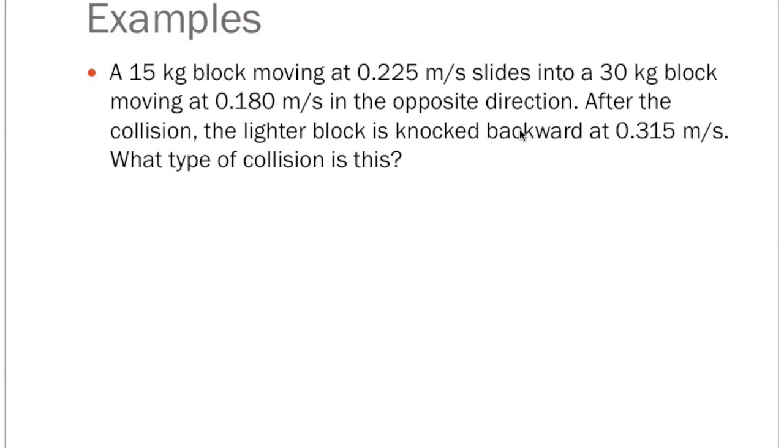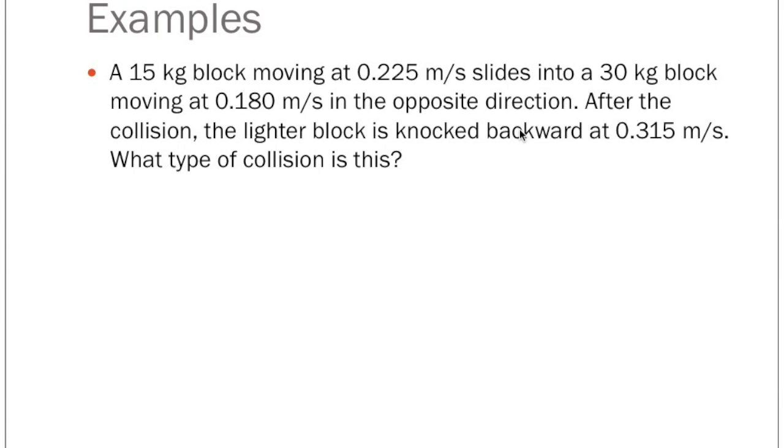So let's try an example here. Suppose a 15 kilogram block moving at 0.225 meters per second slides into a 30 kilogram block moving at 0.18 meters per second in the opposite direction. After the collision, the lighter block is knocked backwards at 0.315 meters per second. What type of collision is this?